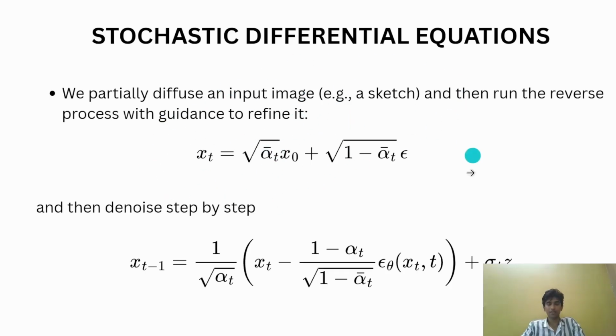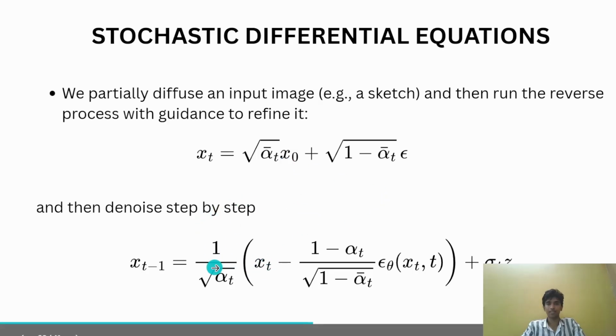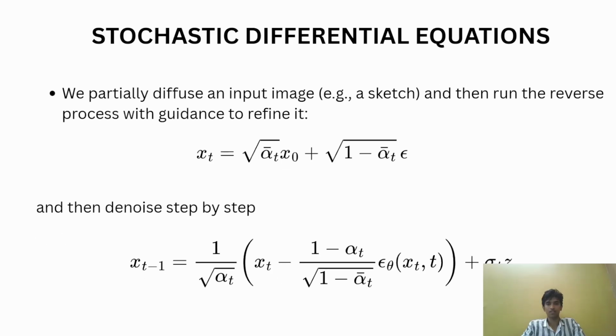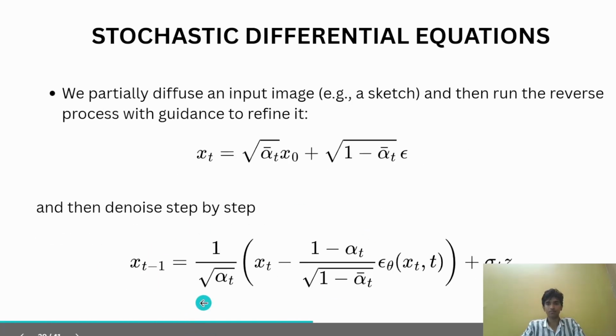Now let's look at what happens in the noising process. First, we partially diffuse an input image, which is a sketch that I initially give to the model, and then we try to run the reverse process with the guidance to refine it. So xt is given by this term, and then we denoise it step by step, iterating through every value of t. As we saw, the mean value is given by this term, so we use that term to find out the previous states of the image, which is given by xt minus 1, and we do it till x0, but we also add the Gaussian noise term in this, as you can see.